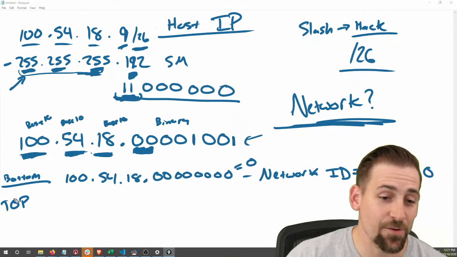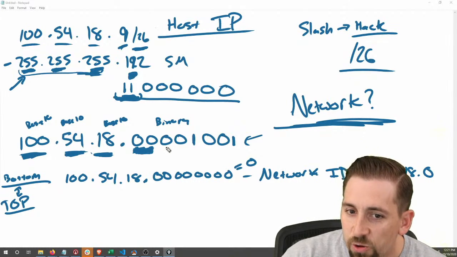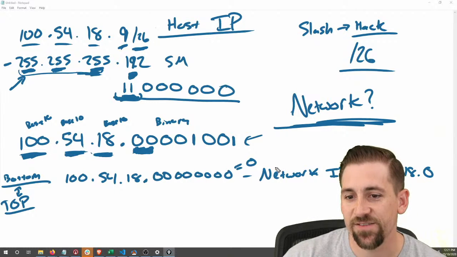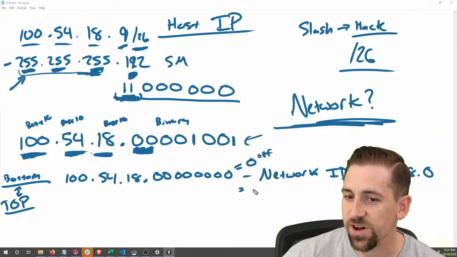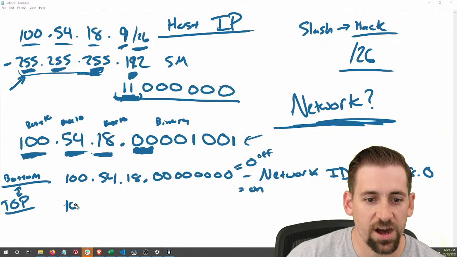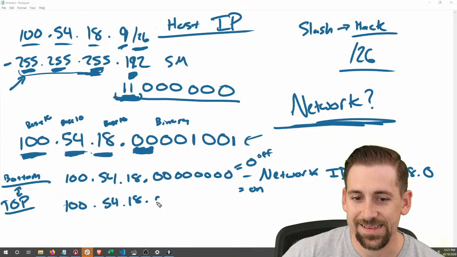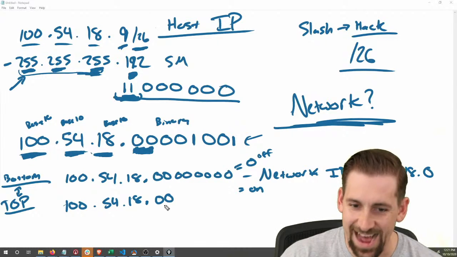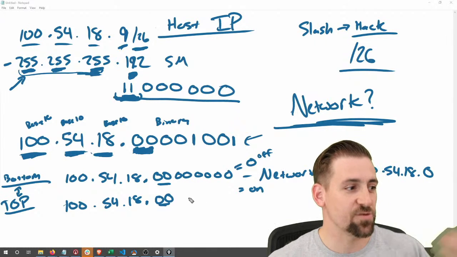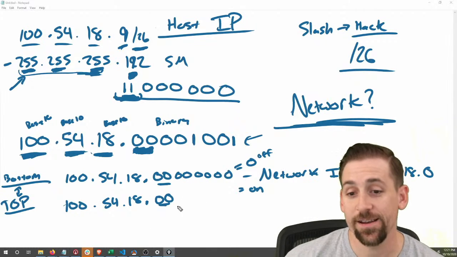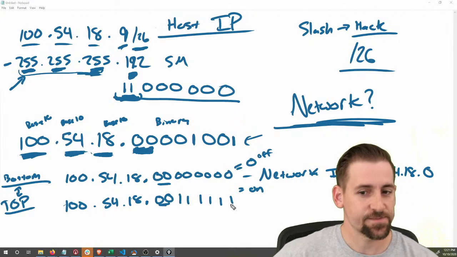And then we want to define the top of that range. This is how we define the entire range of addresses. The top of that range would be all of these bits on. If the bottom is all the bits off, then the top is all of the bits on. So 100.54.18, and remember these bits have to stay the same, 0, 0. Then all the rest of the bits that can be manipulated, these would be our host bits, have to be on: 1, 2, 3, 4, 5, 6.